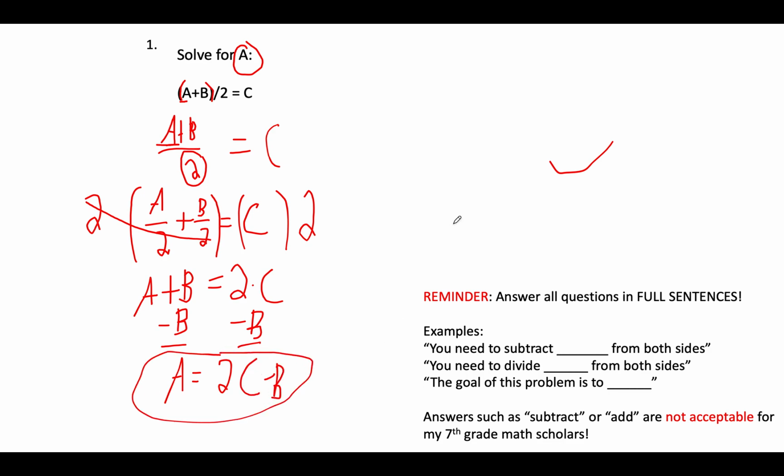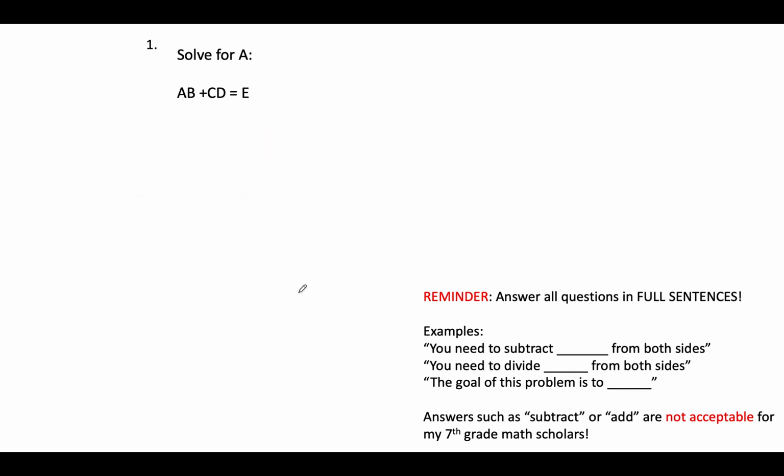This is not in the classwork. This is just a review video that I'm using for the beginning of our class today. So once again, our key here was to multiply both sides by 2 first, and then subtract B from both sides of our equation. Awesome, we have 2 more problems here that I'm going to solve for us.